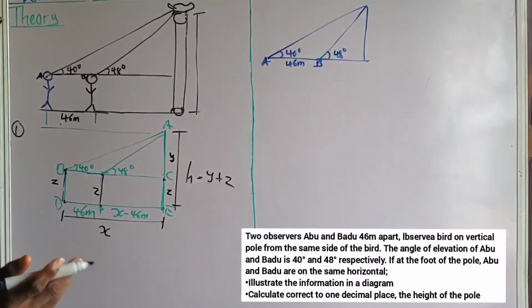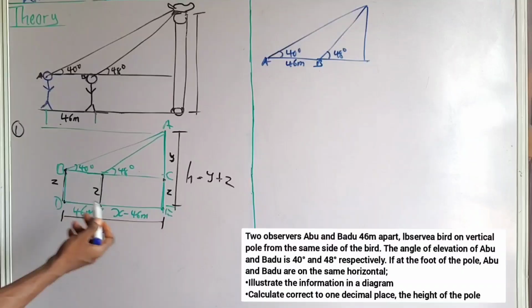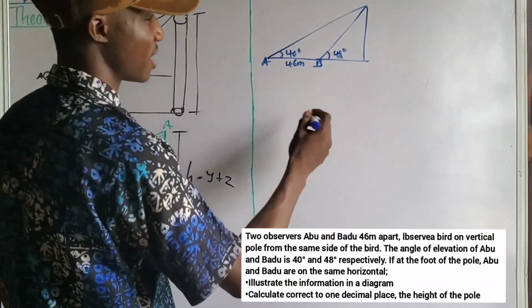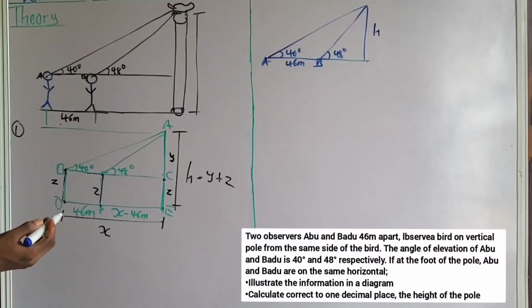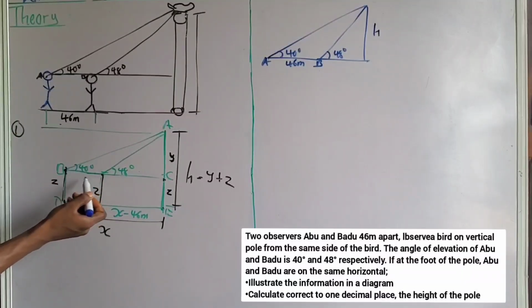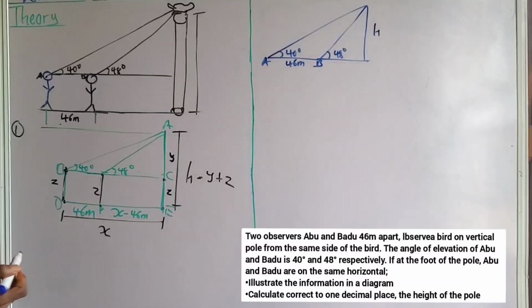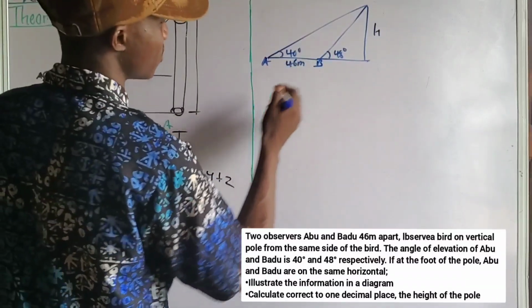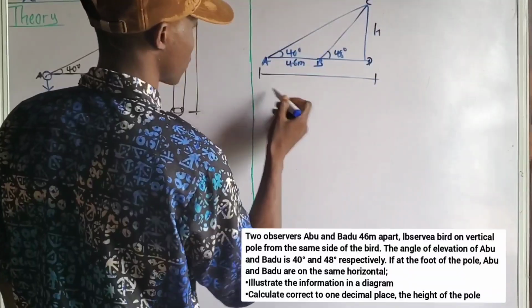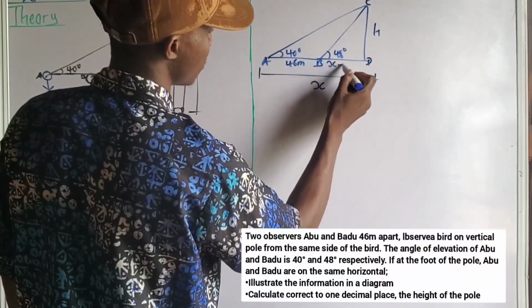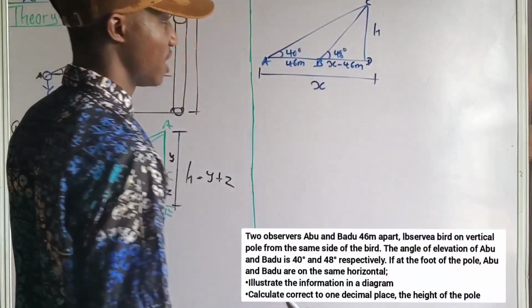But perhaps they want you to neglect the height of the people. So with respect to what you have here, you can determine the height of the pole without even knowing the height of Abu and Badu. Do you understand? So the diagram can be restructured in this way. Let's call this C, let's call this D. Let's call the total length here x. So this will be x minus 46 meters.